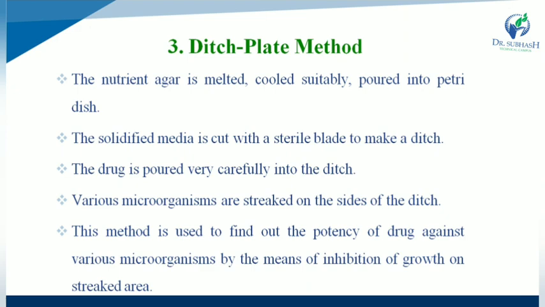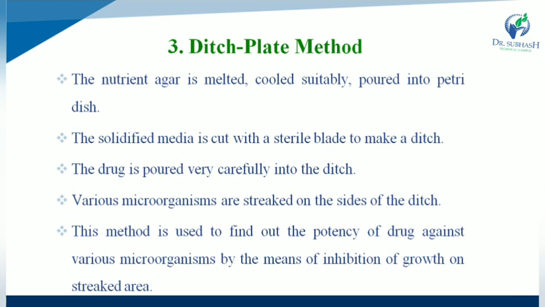So the first step is nutrient agar, that is melted properly, cooled suitably, and after cooling, poured into the Petri dish. The second one is solidified media, that is cut with a sterile blade to make a ditch. And the drug is poured very carefully into the ditch. After that, various microorganisms are streaked on the side of the ditch, and this method is used to find out the potency of the drug against various microorganisms by means of inhibition of growth on the streaked area.